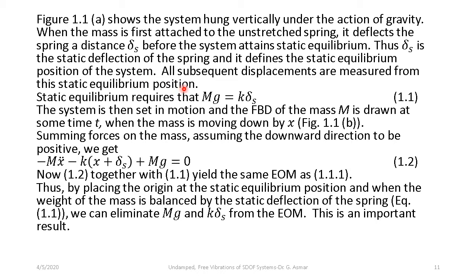Now, if we draw the free body diagram of the mass at rest at the static equilibrium position, then of course mg is equal to k delta S. The system is then set in motion. For example, I can pull down a little bit on the mass and let go. The mass starts oscillating up and down about the static equilibrium position.